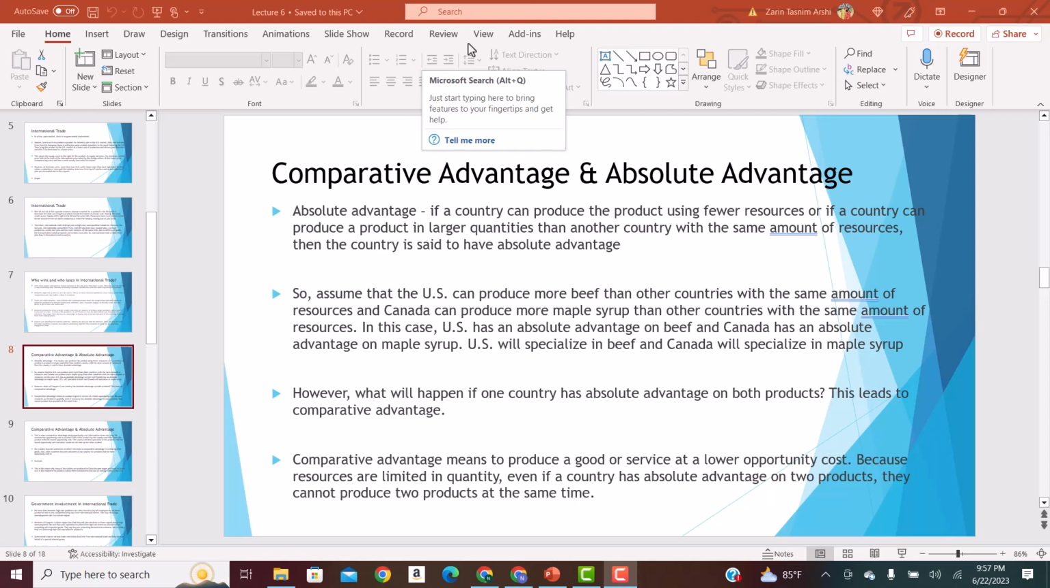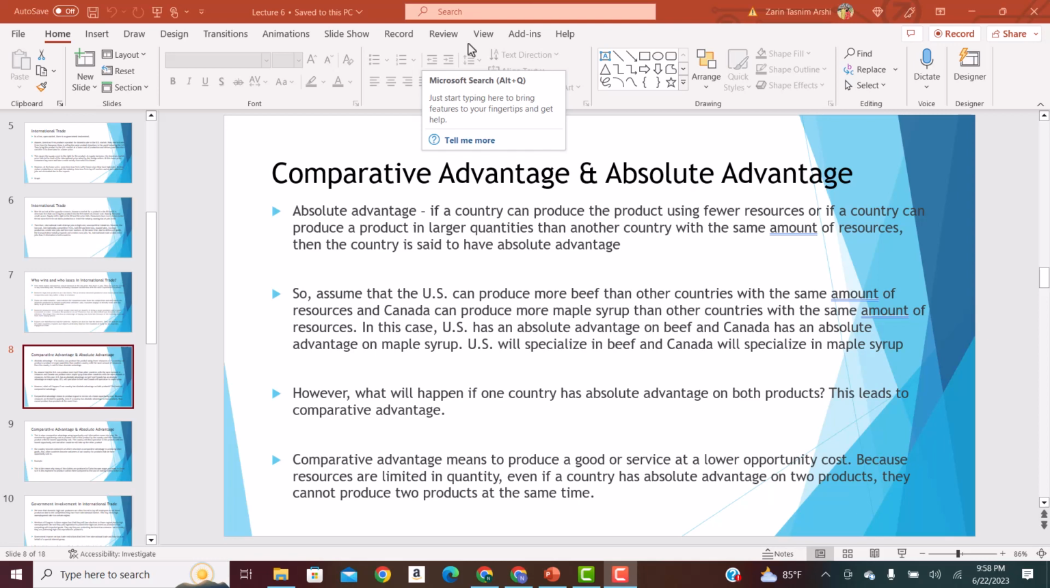However, what will happen if one country has absolute advantage on both products? Remember, at the very beginning of this course, we discussed that resources are fixed and limited in quantity, so we cannot get everything that we want and we have to make choices. Since resources are fixed and limited, a country cannot produce two goods at the same time. So one country will produce one good and the other country will produce another good, right? This eventually leads to the concept of comparative advantage.